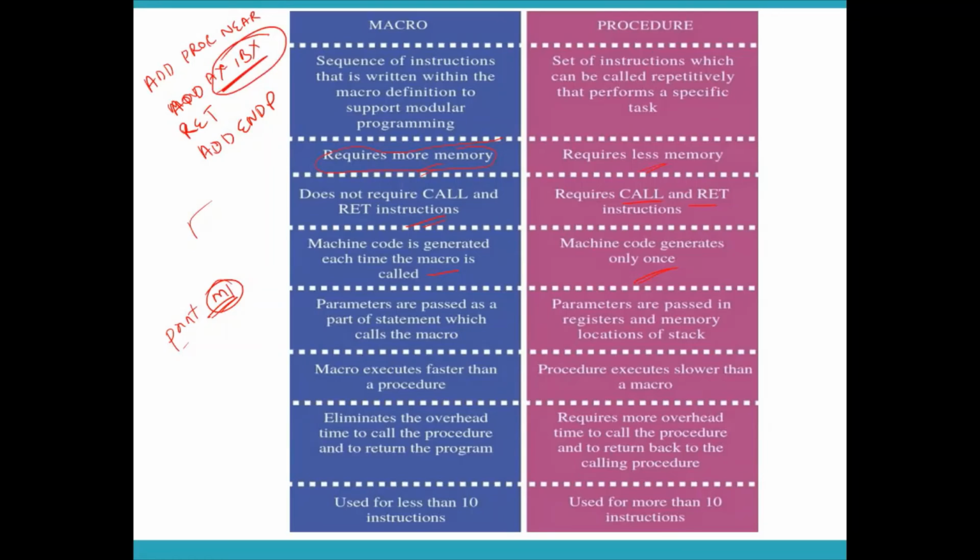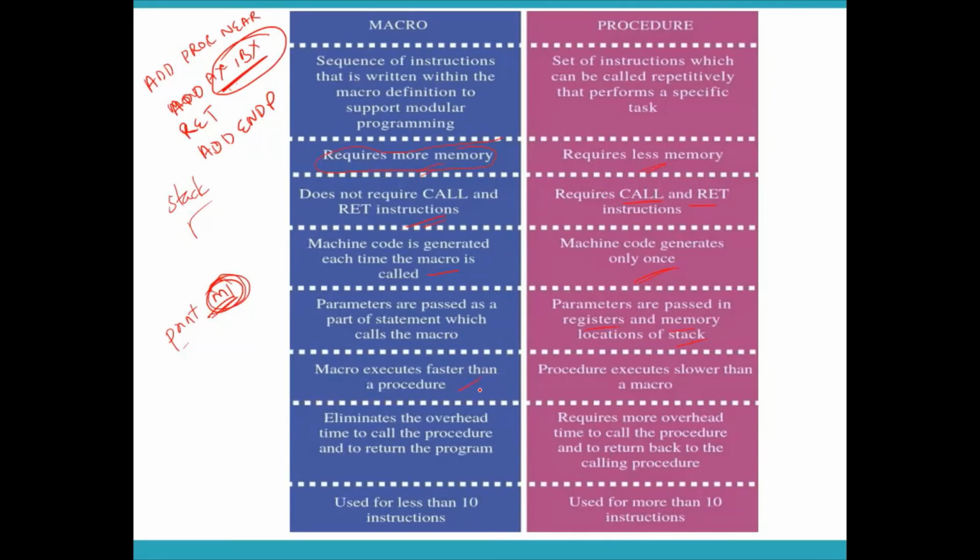So whenever you are using procedures, you can pass the parameters in registers, or in memory locations, or you can pass it using the concept of pointers, or you can pass it using stack. So whenever you are using procedures, parameters can be passed in registers, memory locations, or stack. Okay, but how do we pass them in a macro? In a macro, parameters are passed as part of the statement itself.